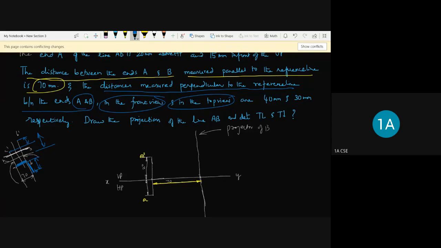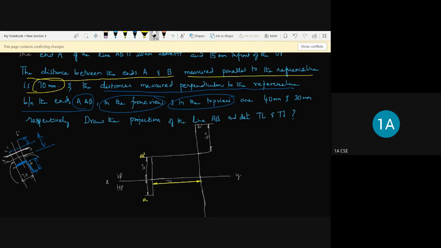So now from this, what you do is from A dash, you draw a line like this. And from this point, you have to go up in this direction at a distance of 40 mm. So now I locate the point. I locate the point B dash at this particular point. So this distance from here to here is given in the front view. How much is given? It is given as 40 mm.